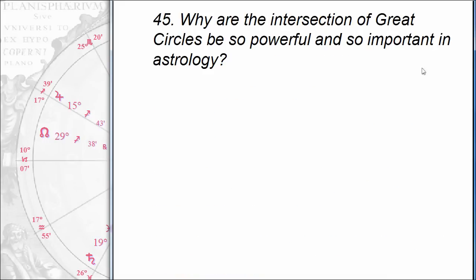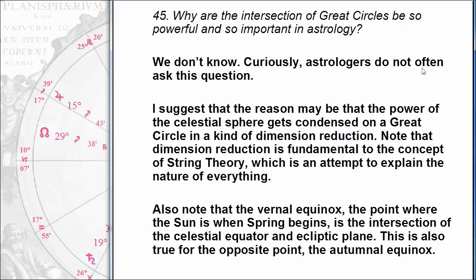Now, why would the intersection of great circles be so powerful and so important? What's up with that? What's the deal? Why would you have these great circles, and where they intersect creates a zodiac and the Ascendant and the midheaven and all this? Wild. What's the intuition behind that? We don't know. And very curious to me is that I don't hear astrologers ask the question very often. That was just handed down, and that's how it works, and they accept it. But I think about these things. I think, well, if that's true, why would that be important?